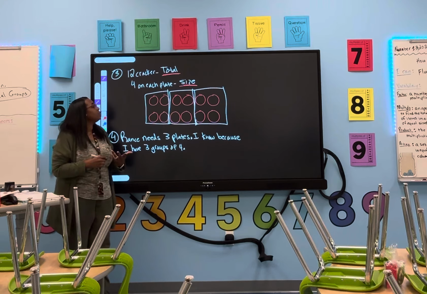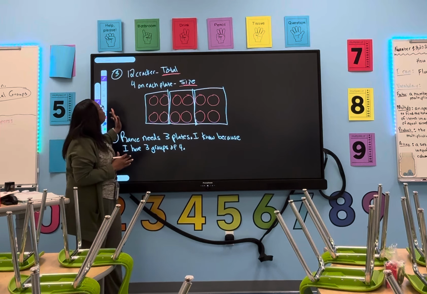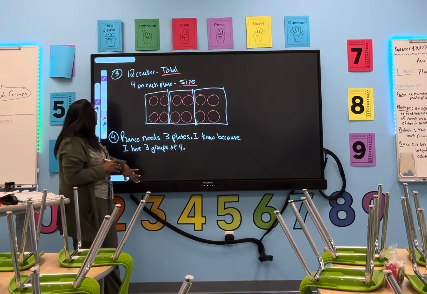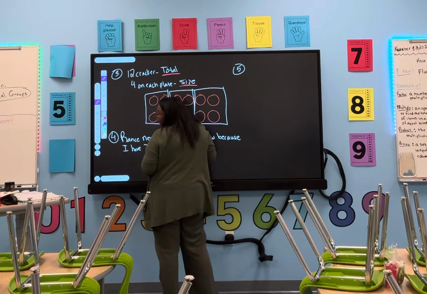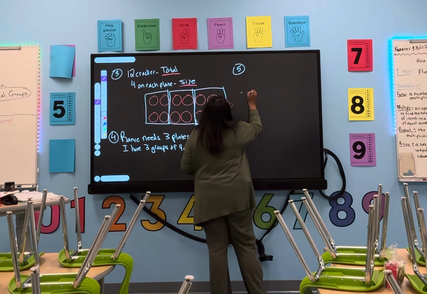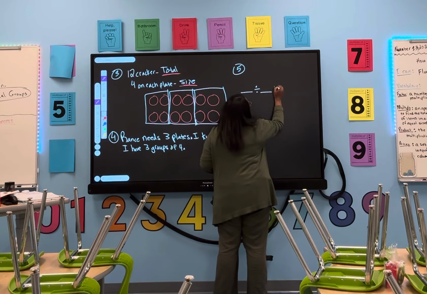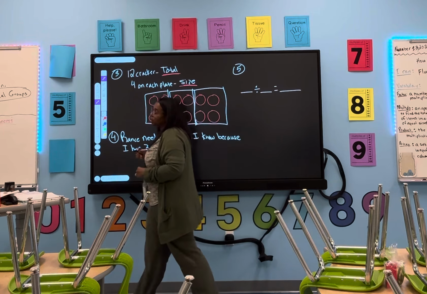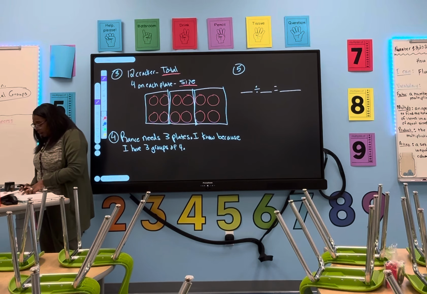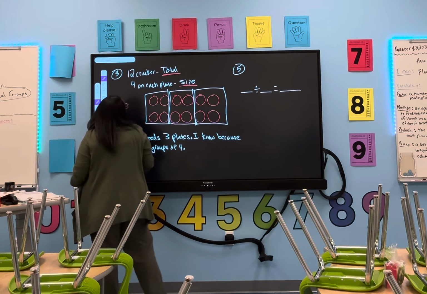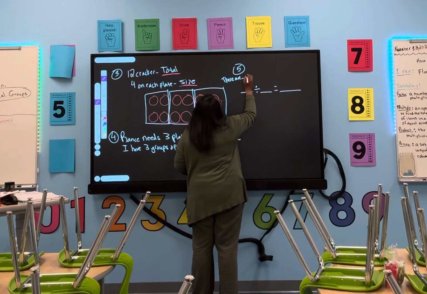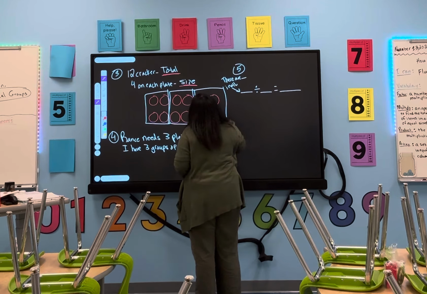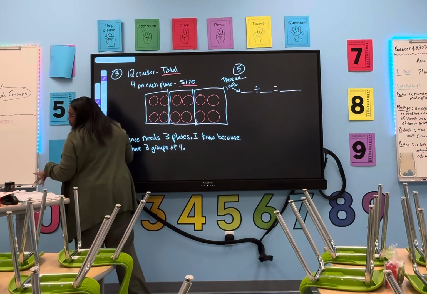Okay, then we go to number 5. Number 5 just now wants us to take all this information from 3 and 4 and make it a division equation with it. So let's go ahead and draw that out. So we have blank divided by blank equals blank. So let's go ahead and look at that. So it says there are blank in all. I'll put that here. There are blank in all. And this goes here. Okay. And then the next one says there are blank in each group.